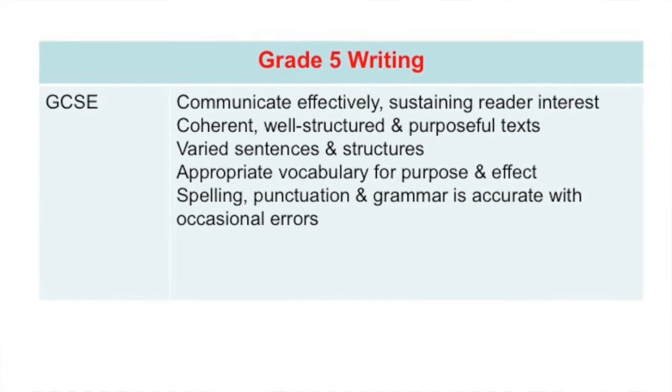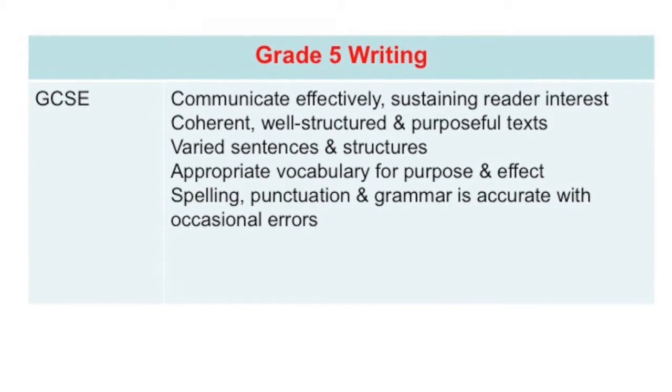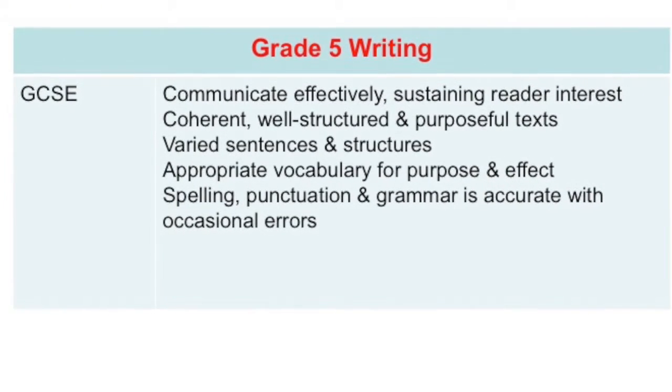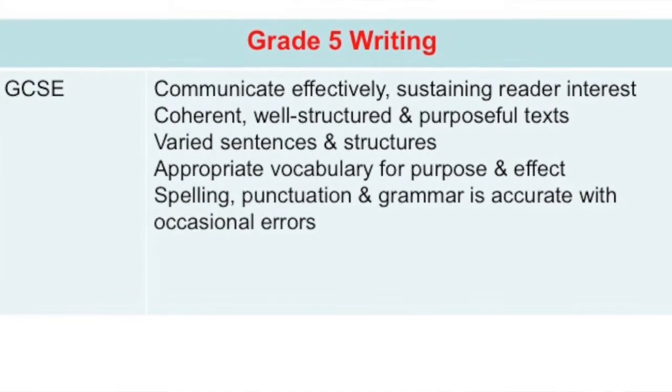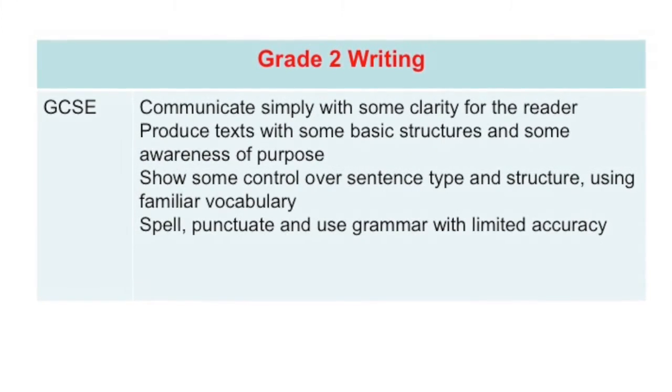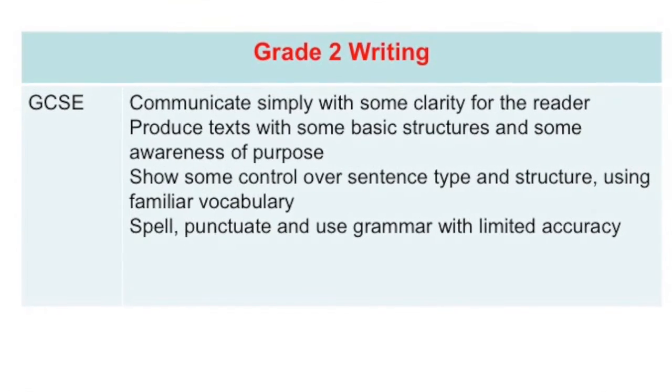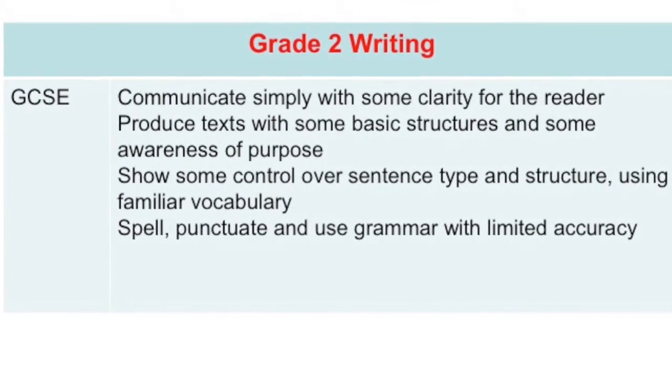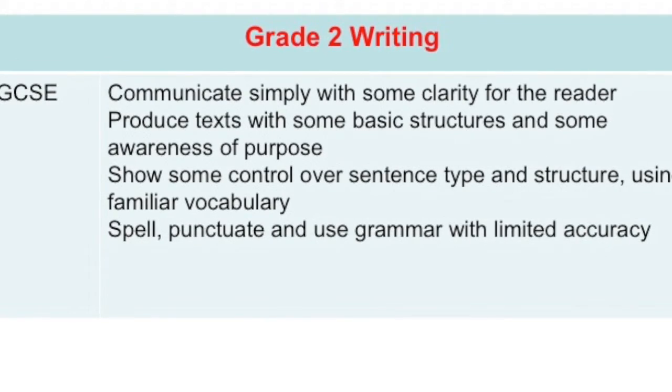Grade 5 writing. Now, this we think is going to be the new standard, okay? Communicate effectively, sustaining reader interest, coherent structure, punctuation and grammar is accurate with occasional errors, varied sentence structures, etc. Now, grade 2 writing, possibly nudging towards old level 3 here, I think. Communicate simply with some clarity for the reader, produce text with basic structures, show some control over sentence type, using familiar vocab, etc.